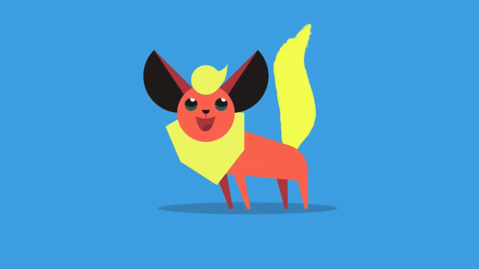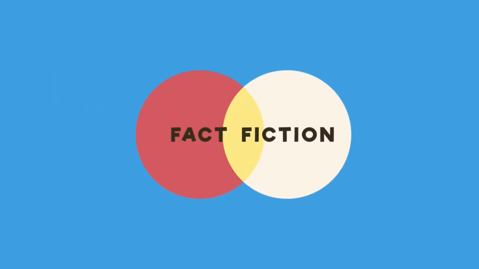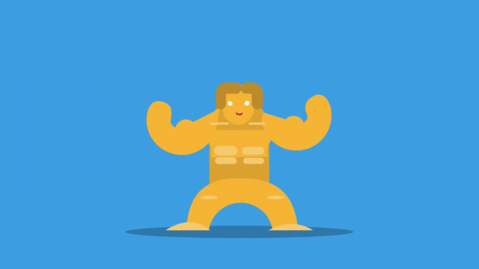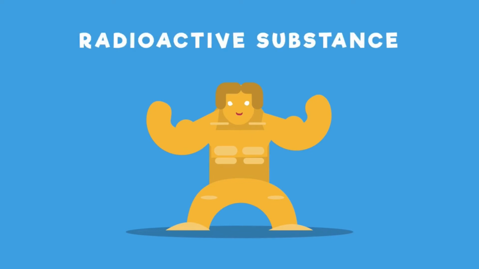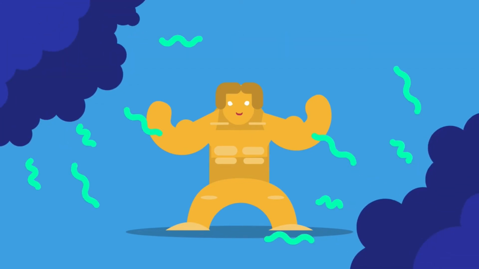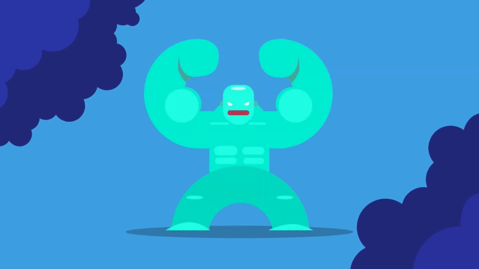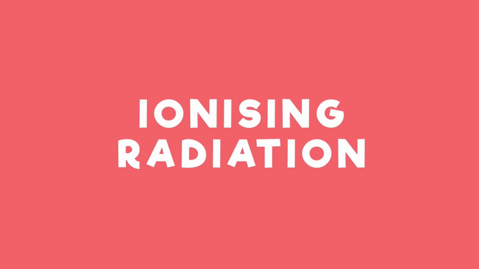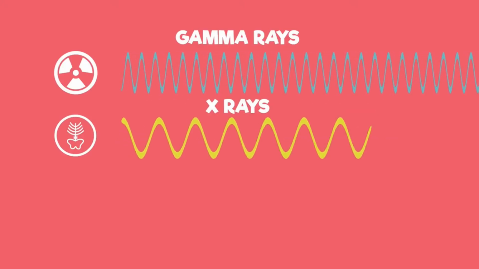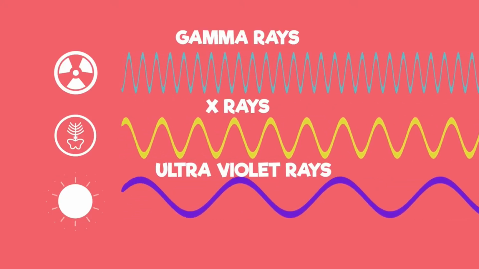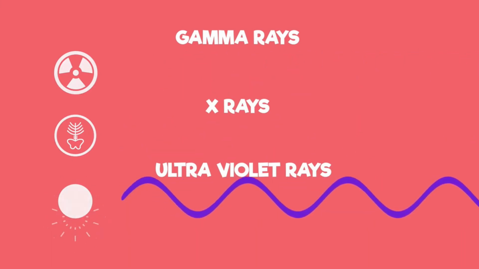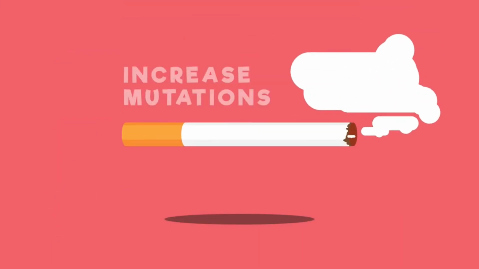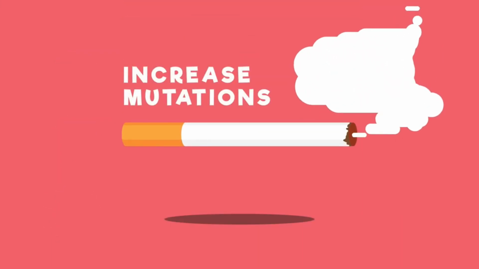So what causes mutations? Well, this is where science fiction meets science fact. Sort of. In the backstory of many superheroes, there will be a meeting with a radioactive substance, be it cosmic rays or radioactive waste. In real life, exposure to ionizing radiation such as gamma rays, X-rays and ultraviolet rays, and some chemical mutagens, like chemicals in tobacco, can increase the incidence of mutations.